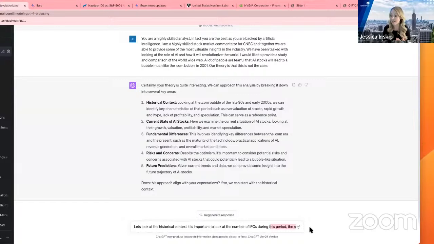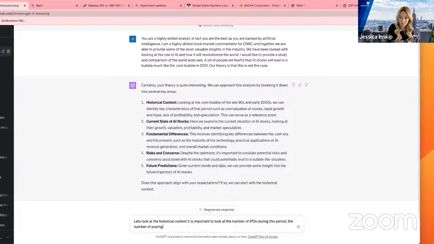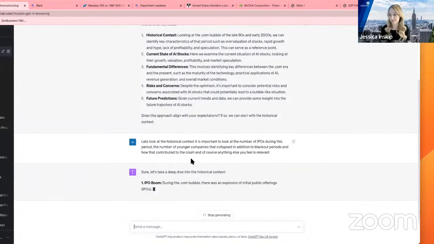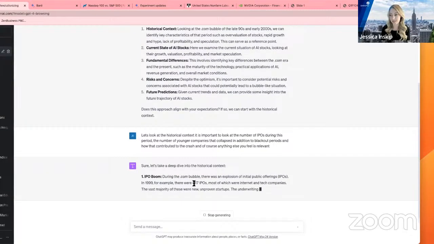I want to make sure that it is taking that into account. So let's look at, during this period, the number of younger companies that collapsed, in addition to blackout periods, and how that contributed to the crash. And of course, anything else you feel is relevant. I like to have it come up with its own stuff. So there we go. That's a lot, okay.